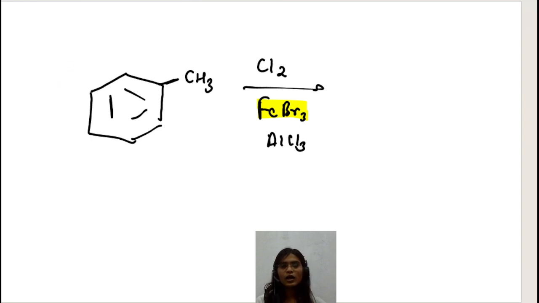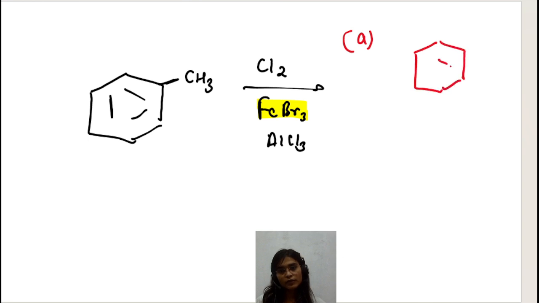So Lewis acid, and we know the complete mechanism. First of all, generation of the electrophile, then attack on benzene, arenium ion formation takes place, then it stabilizes, and at the end a proton is removed. I'm not going to explain all this to you. My question to you is, there are some options. Just let me know which one is the correct option here. This is my CH3 group.